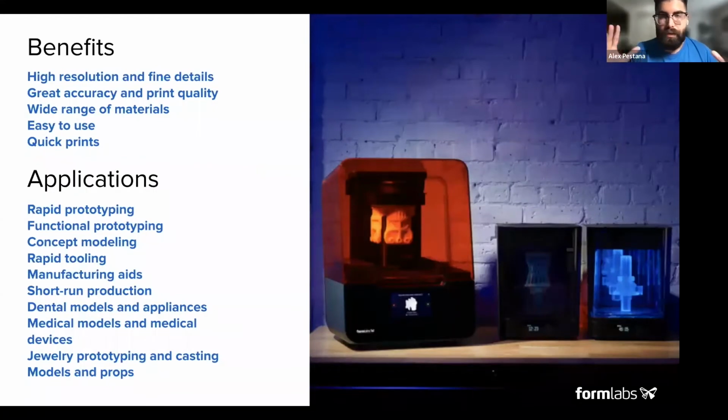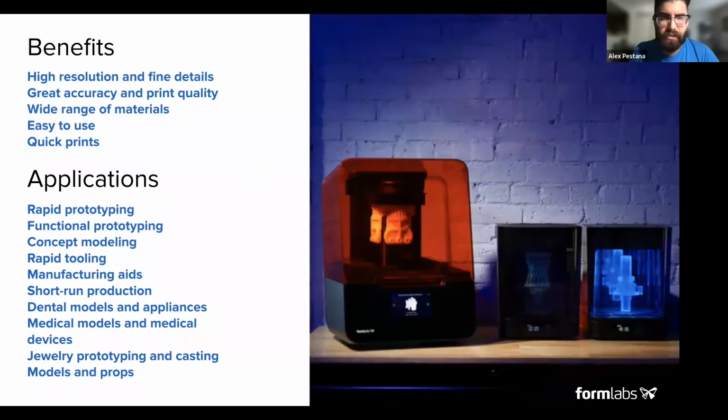So, giving a broad overview on some of the benefits of looking at SLA over some other printing technologies, it's really the high resolution and fine detail. On our machines, you can get as fine as 25 microns, which is probably like the diameter of a human hair, so super, super thin, all the way up to about 200 microns for faster prints, while still maintaining a lot of high fidelity. Because we're printing at such high resolution, our accuracy and print quality is also very good. You don't see a lot of layer lines like you would see in FDM or some other additive processes. It's much more difficult to see the layers because they're so thin.